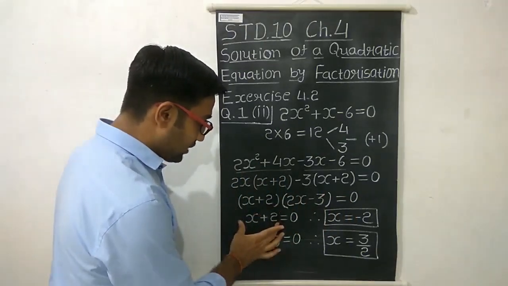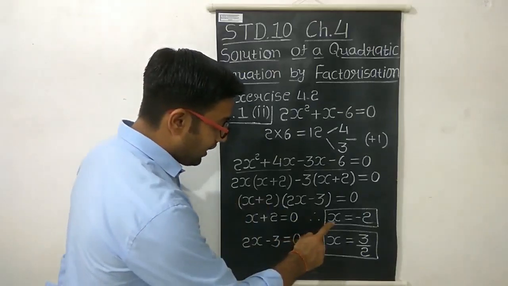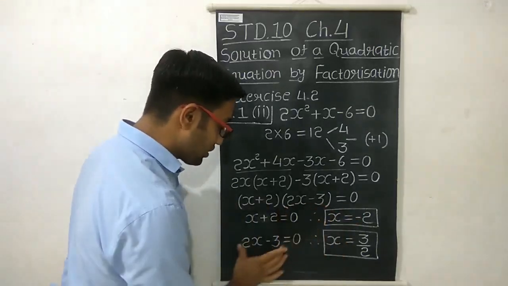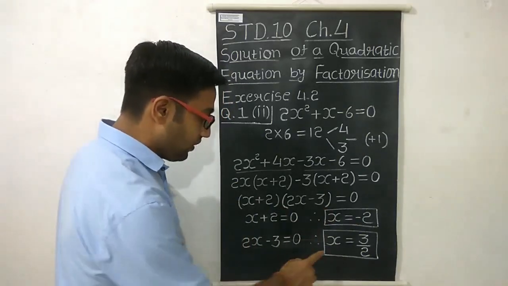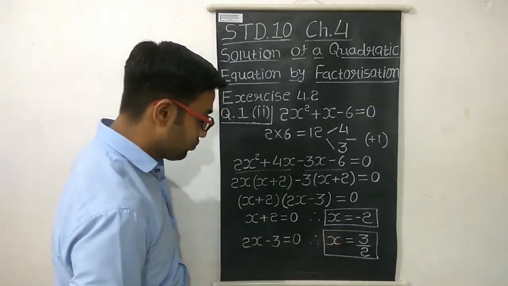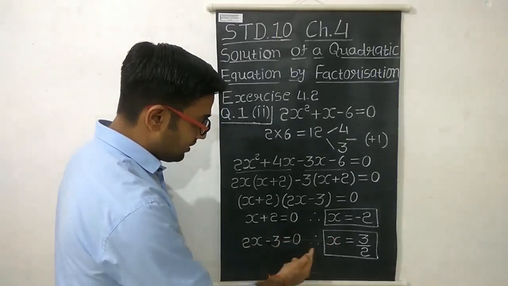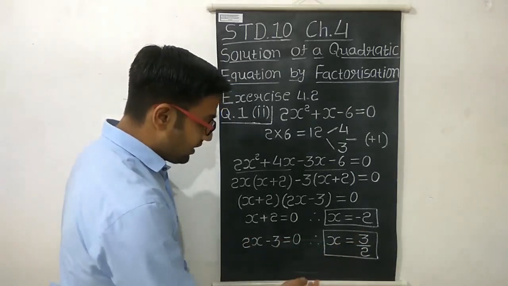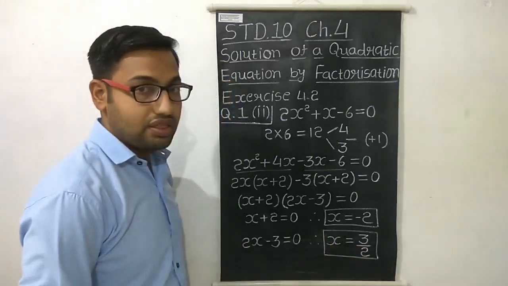So by comparing x plus 2 with 0, we get x is equal to minus 2. Now we will compare 2x minus 3 with 0. So we get the value of x is equal to, by taking this 3 to the right hand side, it becomes plus 3, and by taking this 2 to the right hand side, it goes in the denominator with 3.